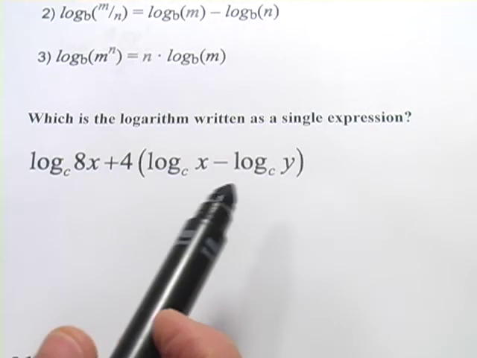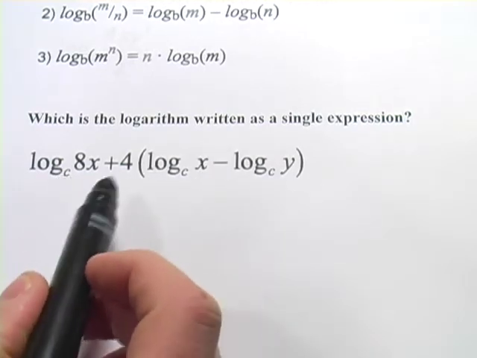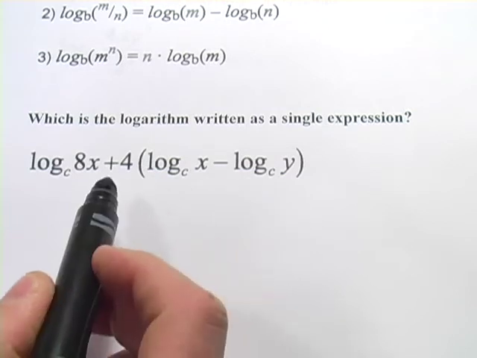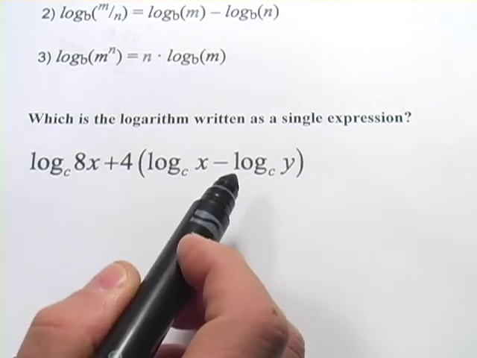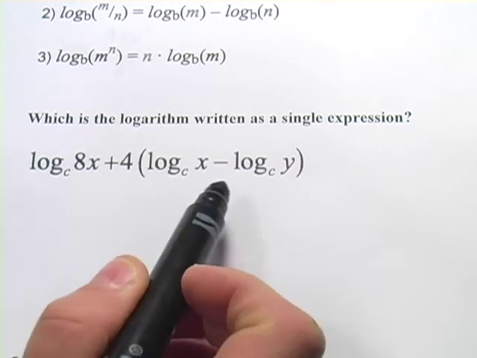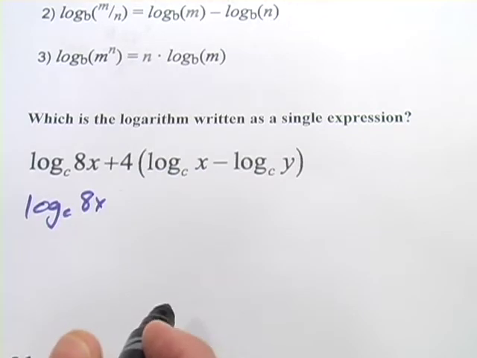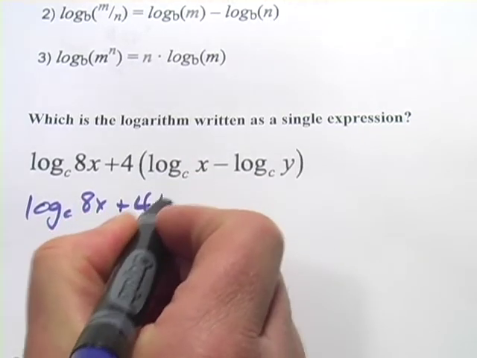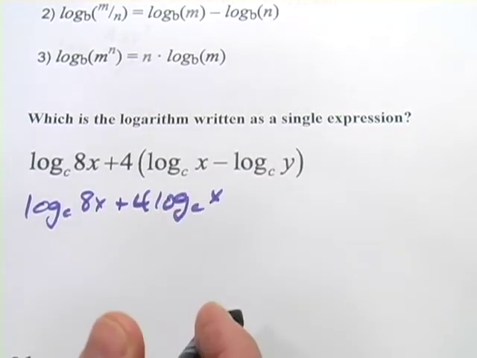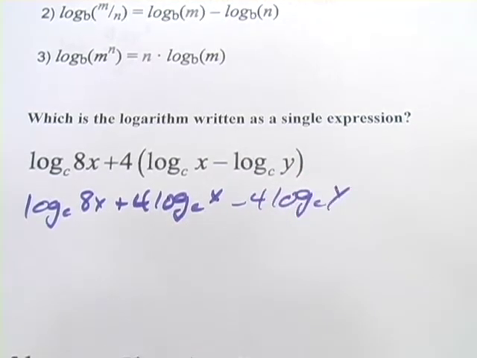Which is the logarithmic expression written as a single expression? So what we've got is some multiplication, some addition and some subtraction. I think the first thing I'm going to do is deal with the parentheses here. So I'm going to multiply through this 4. So we'd end up with log base c of 8x plus 4 times the log base c of x minus 4 times the log base c of y.